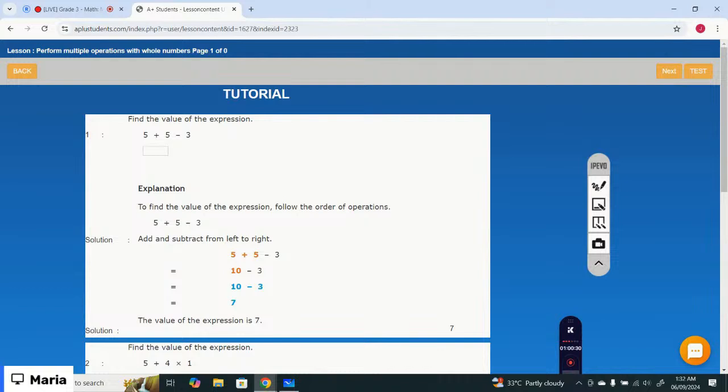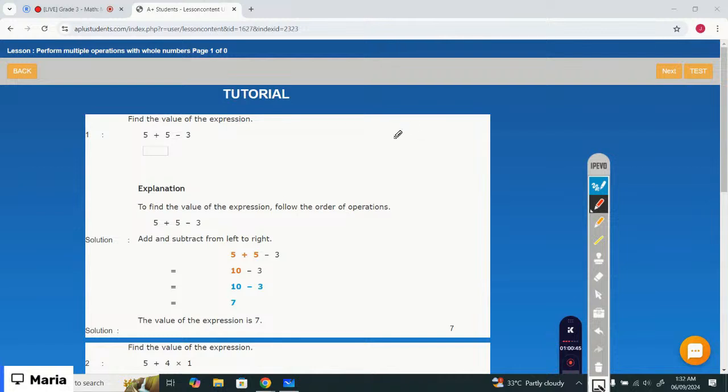Okay, so now you have more than one operation in the question, right? You have to learn the order of operations. How do we solve, right? Let's start with the first example, then I will explain the order of operations also, right? You have 5 plus 5 minus 3.